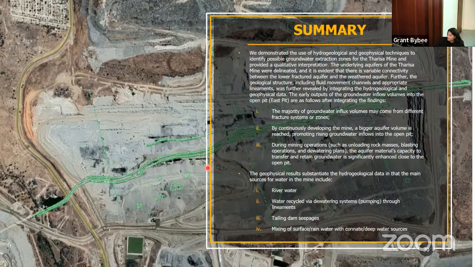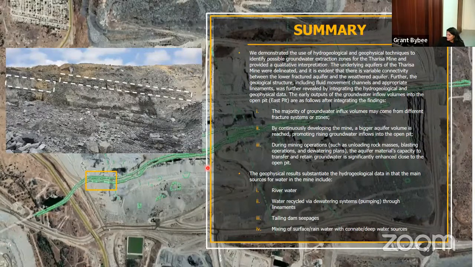And then when mine development occurs, there's a bigger aquifer volume that's being accessed, obviously due to the mining and digging into the pits. And then what happens is that this increases the aquifer's ability to transfer and retain water because it's increasing the porosity and permeability of your aquifer by fracturing it. The geophysical results, we did say, substantiate the hydrological results in that the main sources that we could conclude from this project were the river water being recycled via lineaments, possibly when dewatering occurs, tailings dam seepages, and then obviously our mixing between our surface water and deeper water sources.